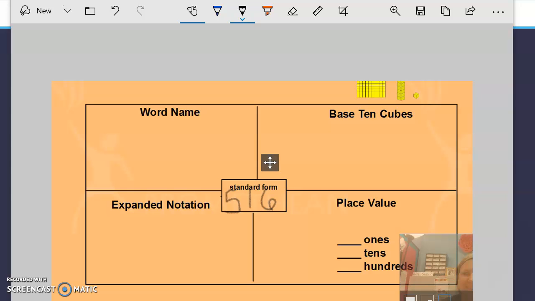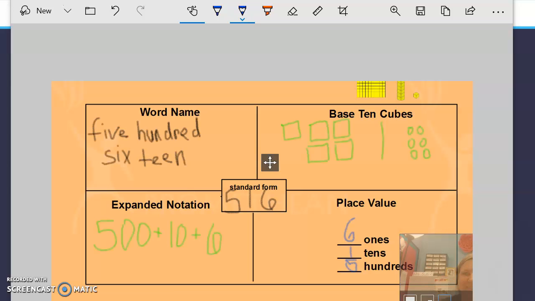Now, I want you to go ahead and write down the word name, then draw out the number for what it looks like using the hundreds, tens, and ones. Write your expanded notation or expanded form. Remember, expand means we're stretching it out. And then the place value. All right, go ahead and pause this video.